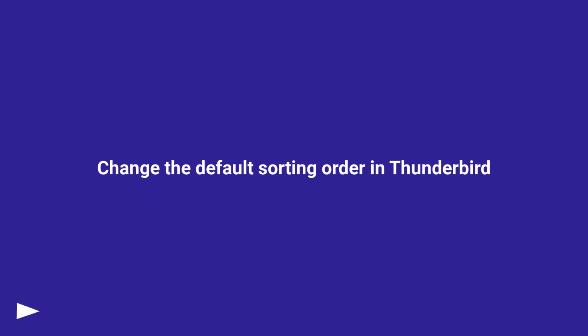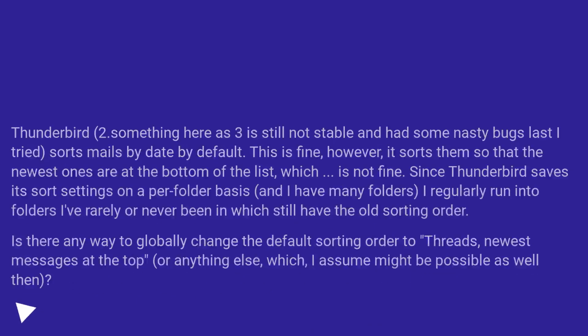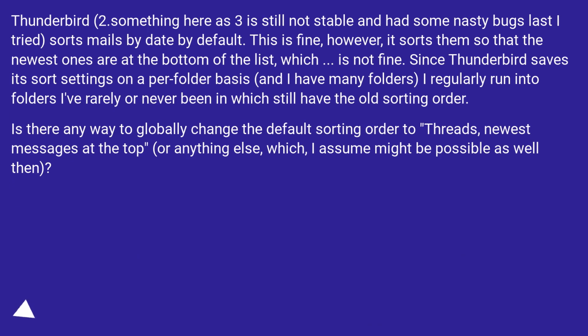Change the default sorting order in Thunderbird. Thunderbird 2.something here, as 3 is still not stable and had some nasty bugs last I tried, sorts mails by date by default. This is fine. However, it sorts them so that the newest ones are at the bottom of the list, which is not fine.